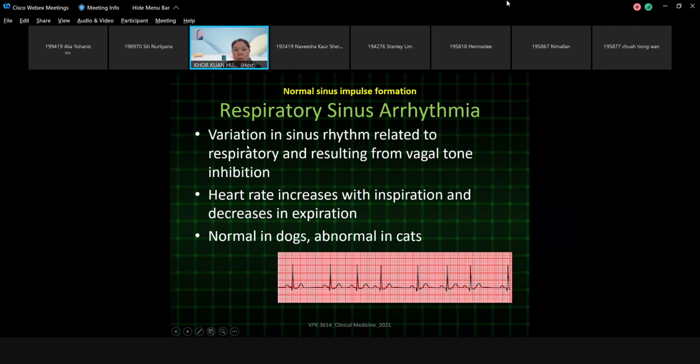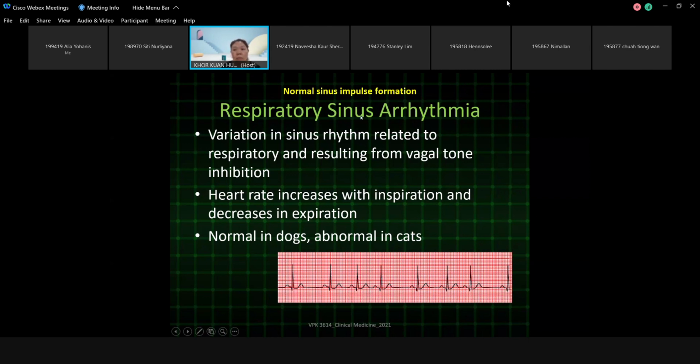Okay. Respiratory sinus arrhythmia is a variation in the sinus rhythm, but it's being influenced by the respiration, okay, and resulting from vagal tone inhibition. So you're going to have heart rate increases with inspiration and decrease when they expire. This is normal in dog, abnormal in cat.